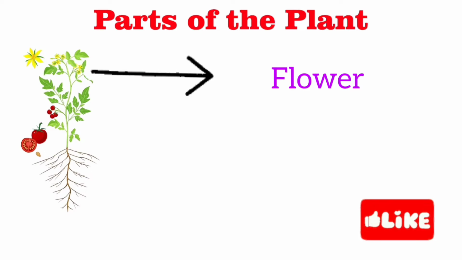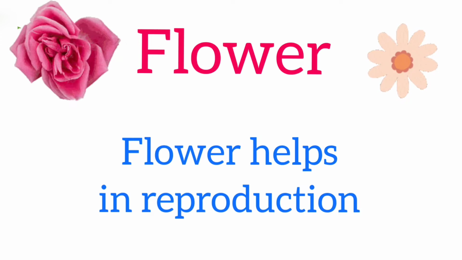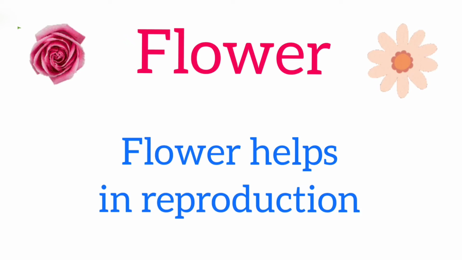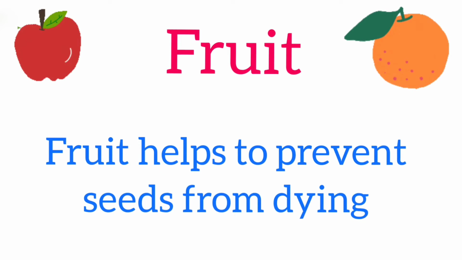This is a flower. Flower helps in reproduction. This is a fruit. Fruit helps to prevent seeds from dying.